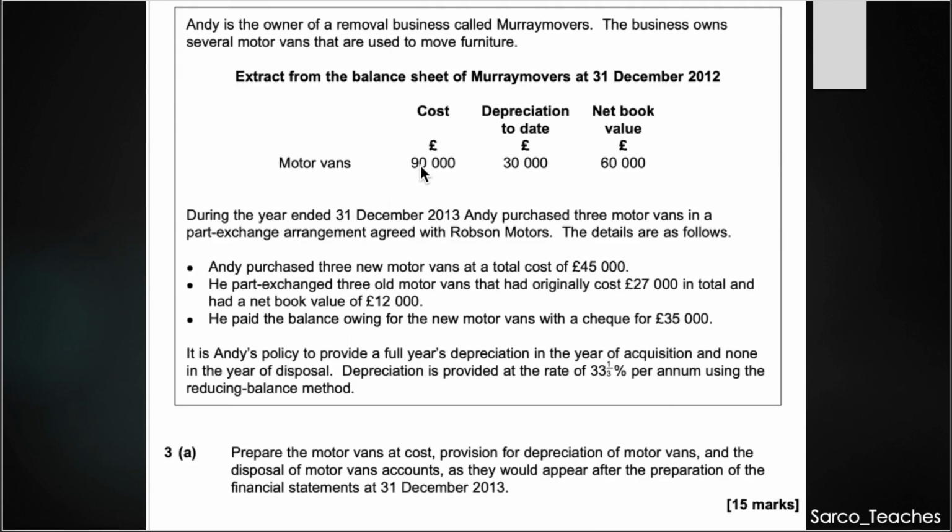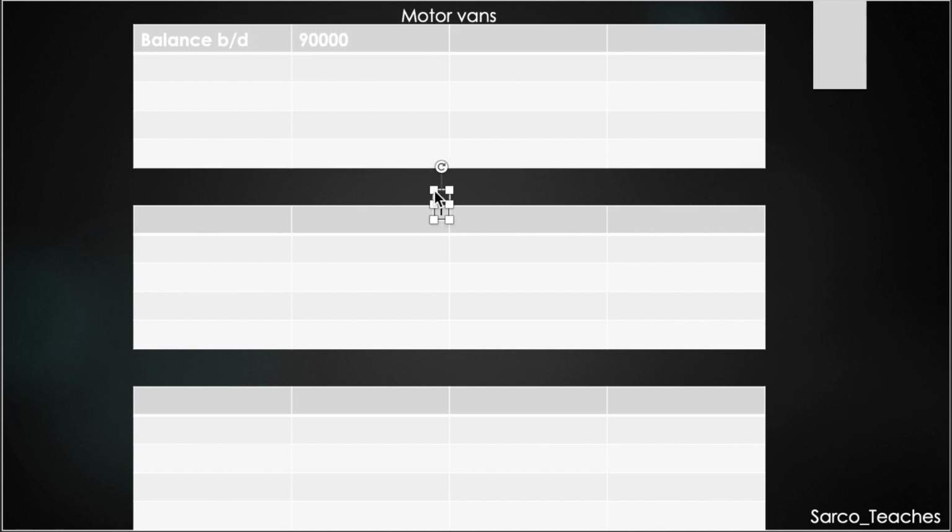If we go back to our question, it tells us the opening balances right at the top. It says the extract from the balance sheet of Murray Movers at 31st December is these down below. So the opening balance for motor vans is 90,000. So what we do, we open up the non-current asset account, which is a motor vans account. We write motor vans on the top, and then we go onto the debit side and we write balance brought down of 90,000. That's the opening balance.